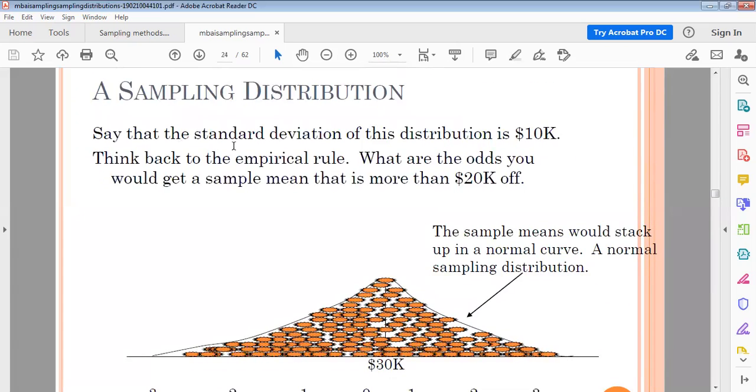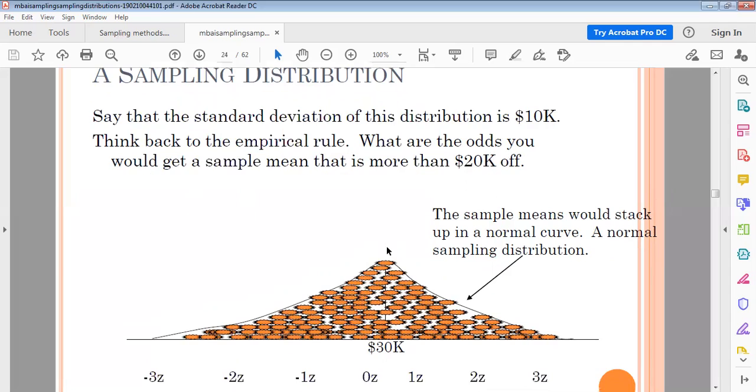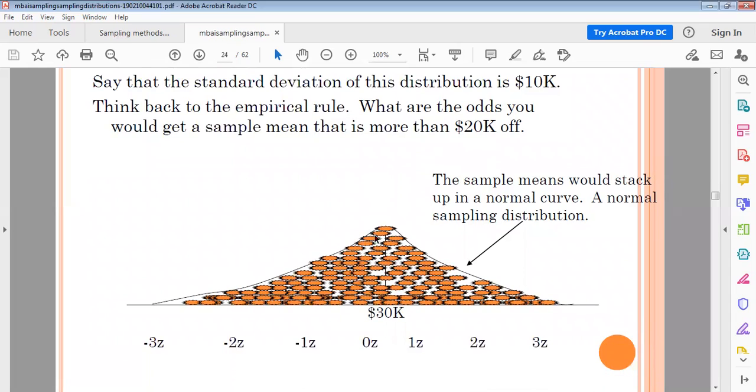Say the standard deviation of this distribution is 10 kilo, that means $10,000. Think back to the empirical rule. What are the odds you would get a sample mean that is more than 20 kilo off? That means we got 10 because the mean was 30 kilo; $20,000 off. We observe this from the normal curve.